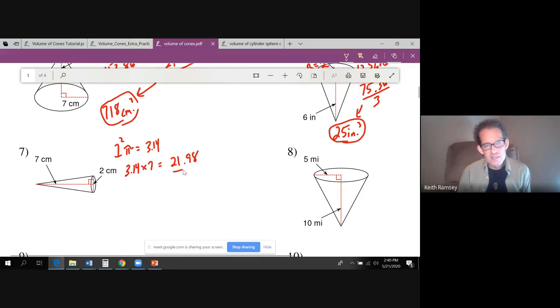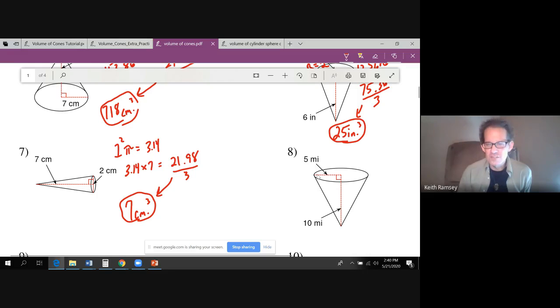And then your last step is to divide that by 3, which should give you a volume of 7.32. Let's just round that to 7 cubic centimeters for number 7. 7 for 7. All right, let's look at number 8.